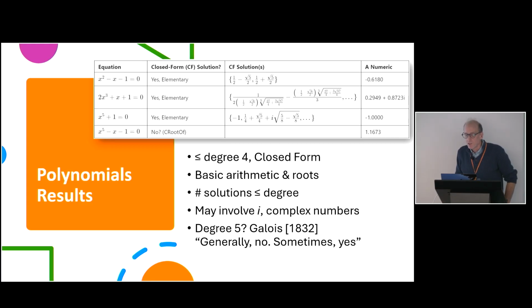In 1832, Galois did some proofs showing that polynomials of degree 5 and higher generally can't be solved, but of course sometimes they can. We've seen SymPy confirming that.